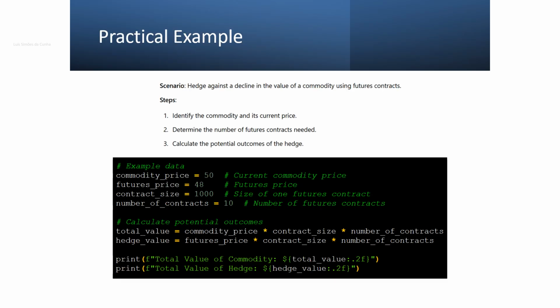Let's implement a short hedge with futures to protect against a decline in the value of a commodity. We identify the commodity and its current price, determine the number of futures contracts needed, and calculate the potential outcomes of the hedge. This example demonstrates how a short hedge can protect against price declines.